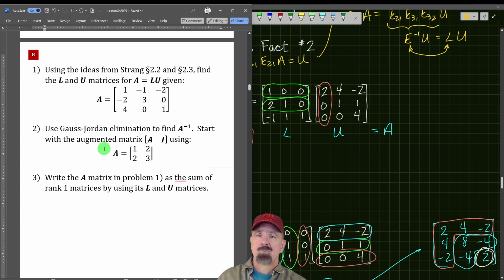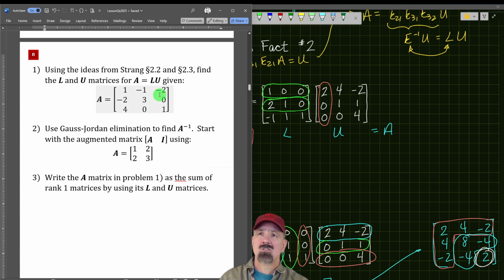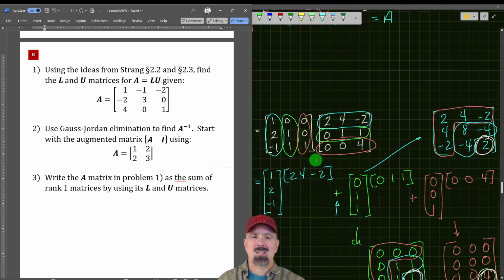All right, so here you're going to do the same thing. Put it into MATLAB and walk through the steps. It's just a 2x2. Augment it with the 2x2 identity matrix and walk through a few steps of Gauss-Jordan elimination in order to create the inverse. And then finally, we're going to take the matrix up here and demonstrate the sum of the rank 1 matrices from the LU product, which is what I just showed you in this conversation down here.